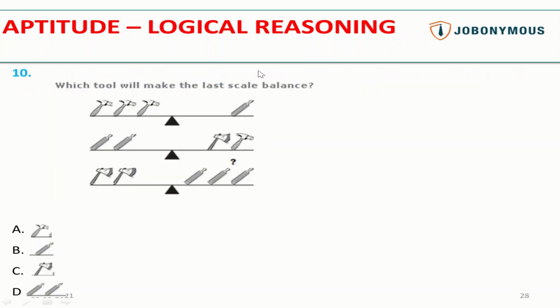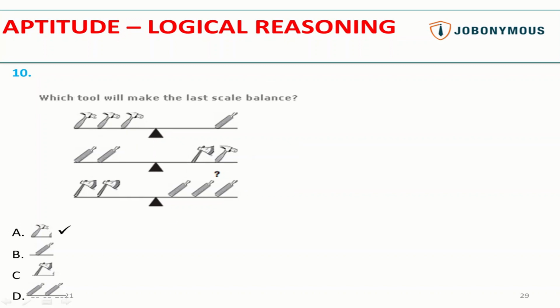Now the next question is given. So here they have given a weighing balance. So 3 hammers make 1 bat, and in the next, 2 bats make 1 axe plus 1 hammer. In the next one they have written 2 axes will make 3 bats plus what, question mark. That you have to tell which one will come. So the correct answer here is the hammer.